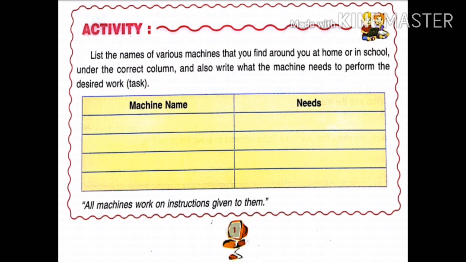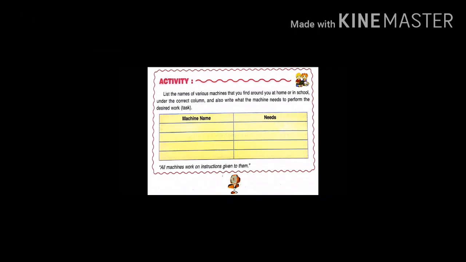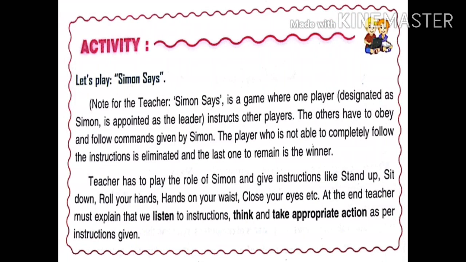I will give you one example and the rest of the things you have to do by yourself. So the first example I am going to give is a washing machine. Now what is the need of a washing machine? It is needed to wash our clothes. Like this you have to complete this activity. Now move to the next page.